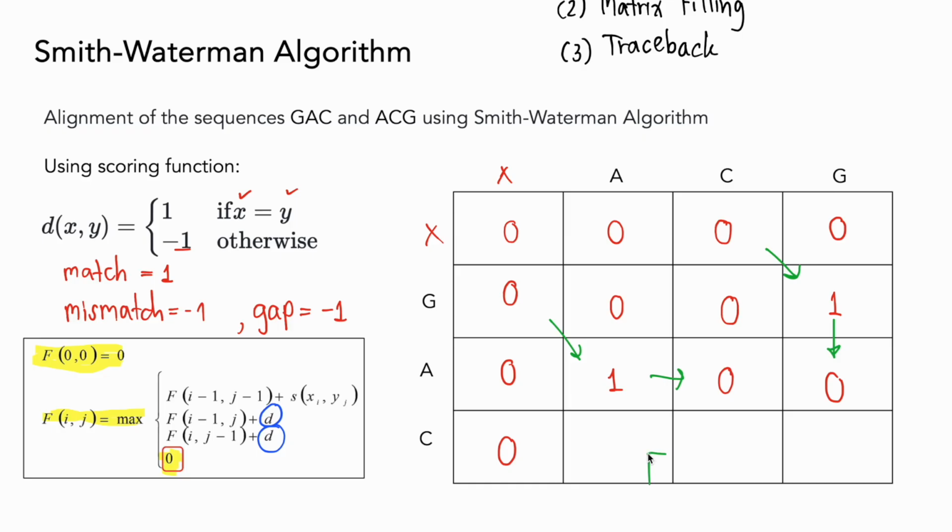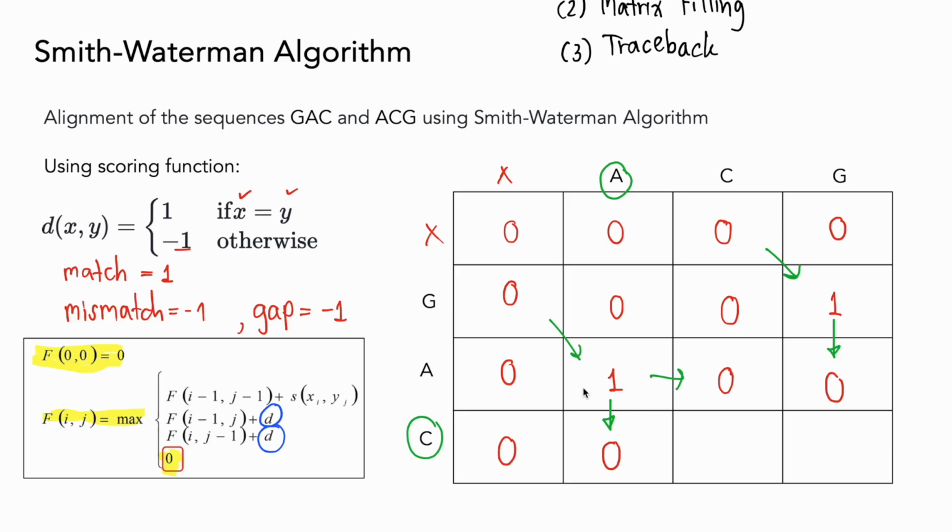We have to consider 0 from the default scoring function, left, diagonal and top one. This one diagonal first, C and A is mismatched, so we will put -1 here. 1 minus 1 is 0. 0 minus 1 is -1. So the maximum value is 0. We put 0 here and leave the rest out of the way.